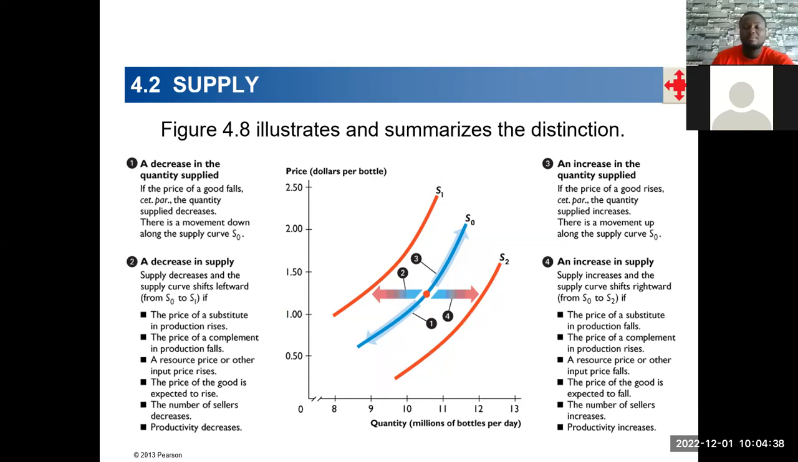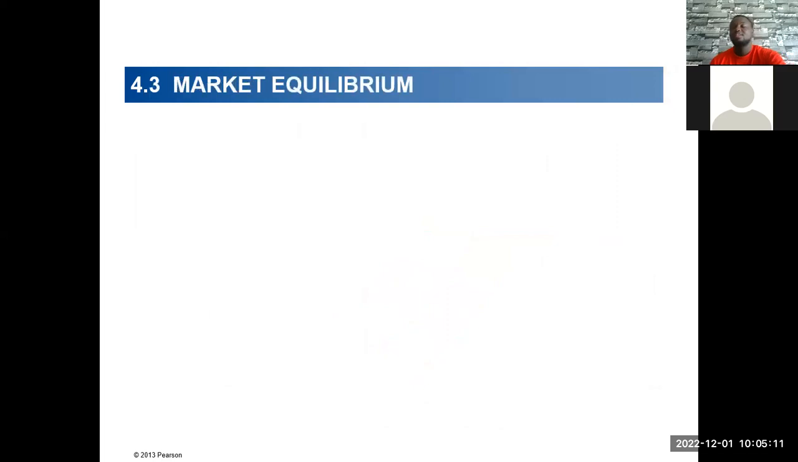Here we draw a new supply schedule, and as a result, we get a new supply curve. So moving from S0 to S1 is a decrease in supply. Then when we move from S0 to S2, we are talking about an increase in supply. So here we want to offer more for sale at the same price. And these are some of the possible causes of an increase in supply. For example, an increase in productivity. So now at the same price, we're able to produce more. So we're able to offer more for sale. Okay. So this is the difference between change in supply and change in quantity supplied.